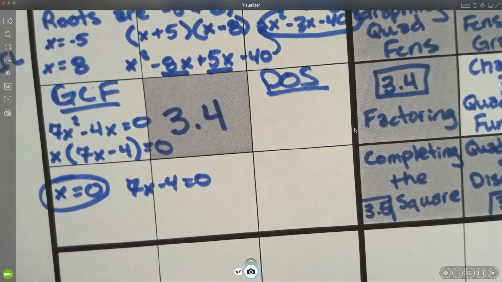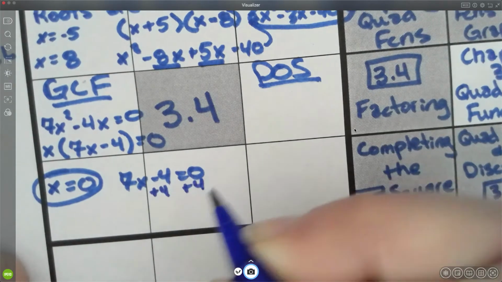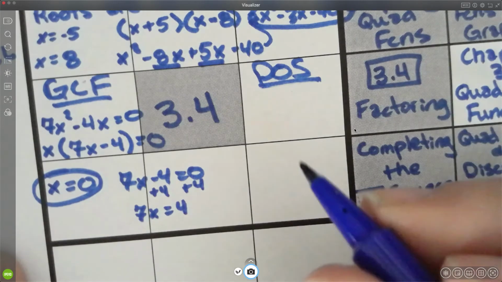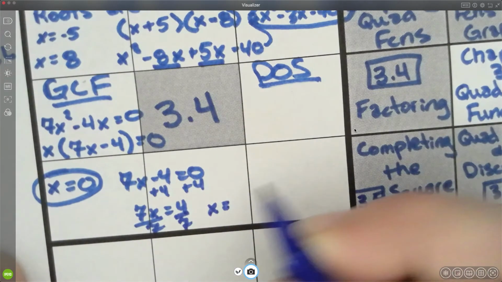Oh, move 4 over. Plus 4? Plus 4? So 7x equals 4? Ooh, yuck. It's gonna be icky. Divide by 7. Divide by 7, so x equals, just leave him. 4 over 7, there you go.